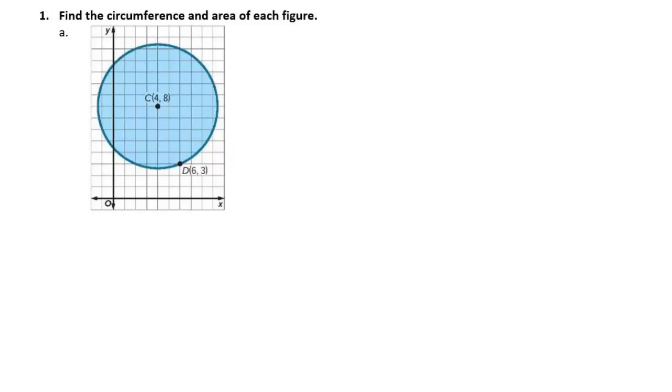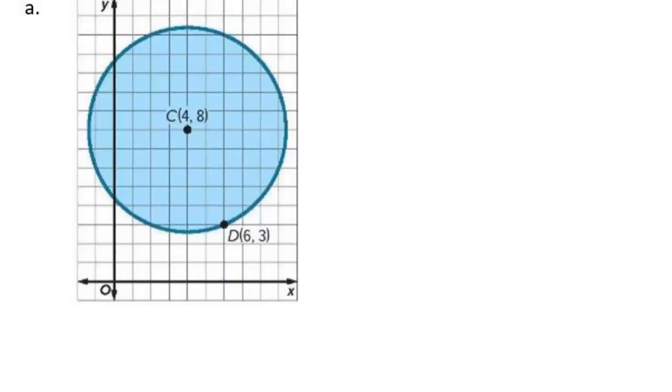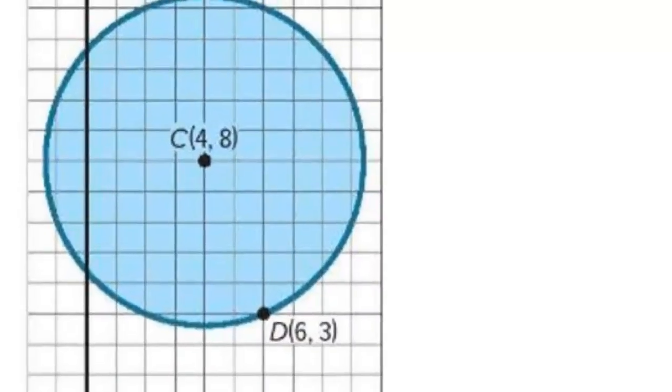So for all of these problems, we need to know how big the radius of the circle is. The radius is the distance from the center to a point on the edge of the circle. So if I look at example number 1 here, part A, C is marked as the center, and point D is on the edge of the circle. So I'm going to connect those two with a line segment. This distance right here is our radius.